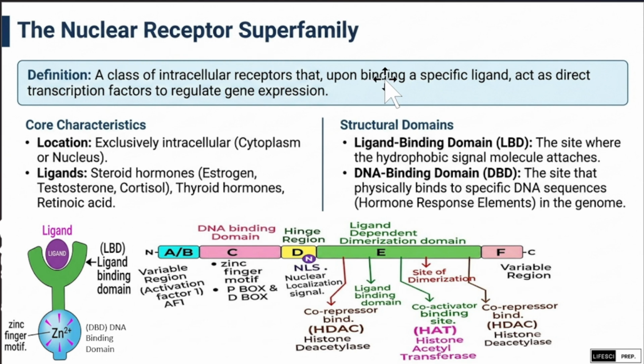This receptor is present in the cytosol and in the nucleus. Its actual work is for nonpolar molecules or ligands that pass through the plasma membrane and bind in the cytoplasm. The ligands are mostly steroid hormones, estrogen, testosterone, cortisol, etc., and retinoic acids.